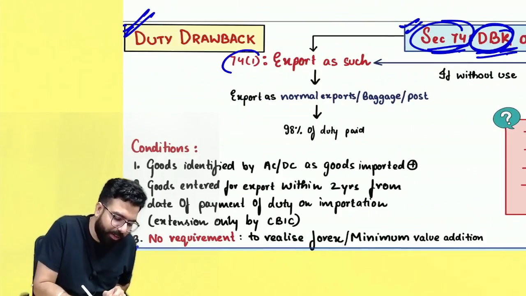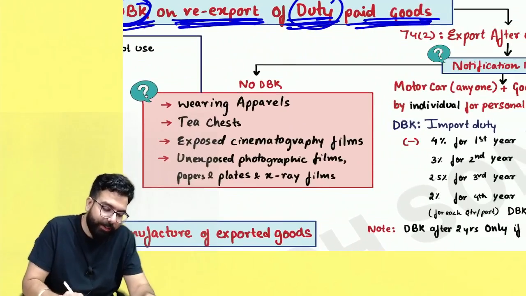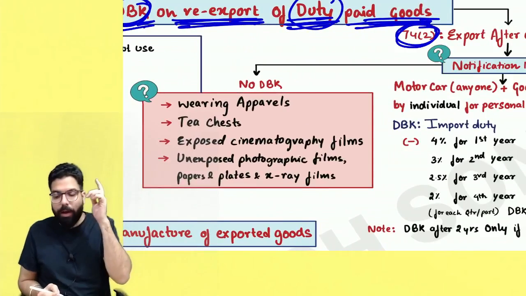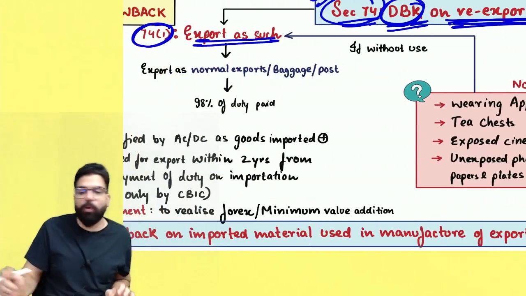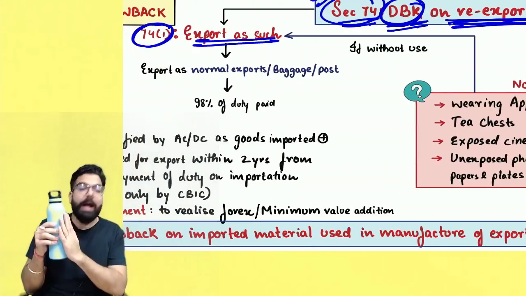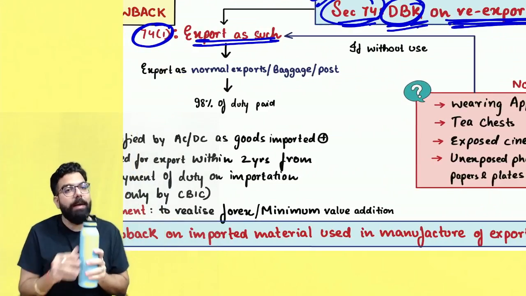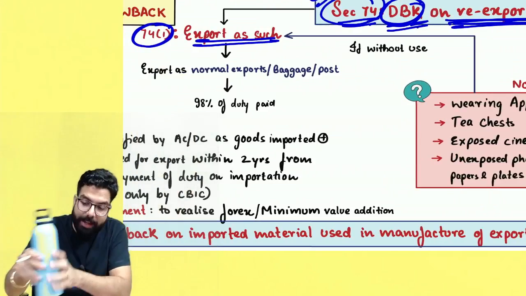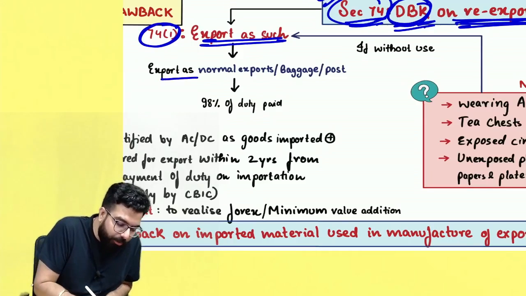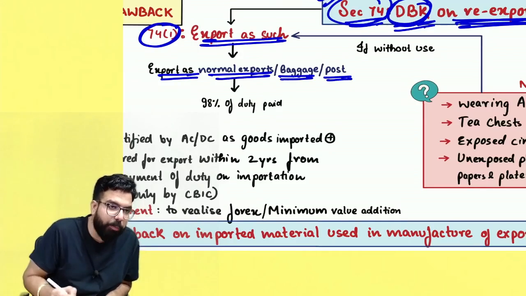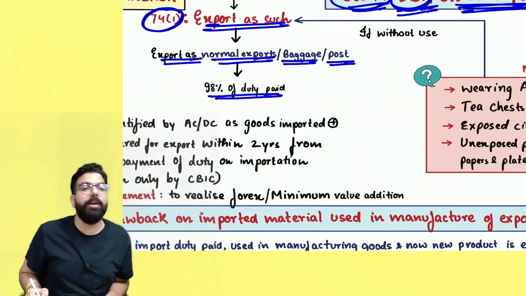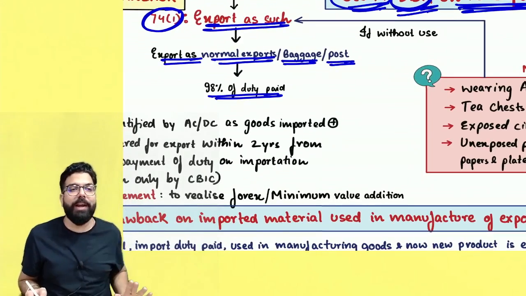Section number 74 has section 74(1) and section 74(2). Section 74(1) says, sir, export as such. So I bought this bottle from outside India. I did not use it at all. I exported it outside India. Then if you export it as a normal export, might be as cargo, or you export it as baggage, or you export by post, 98% of the duties which you have paid will be given as duty drawback.